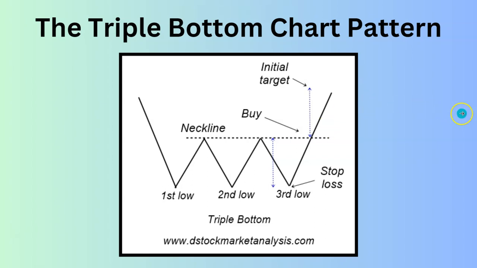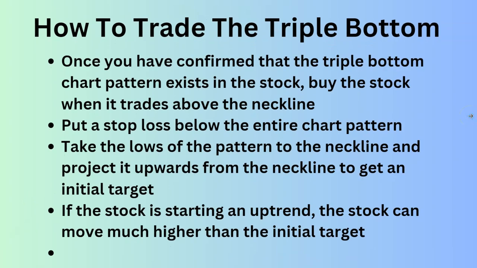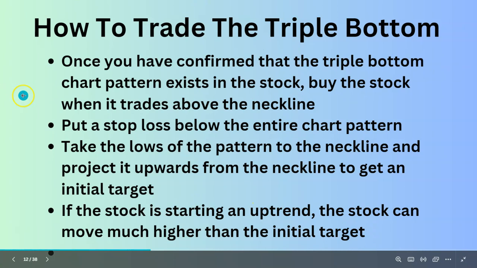So how do we trade this triple bottom chart pattern? Once you have confirmed that a triple bottom exists, you must buy the stock when it trades above the neckline. Put the stop loss below the entire chart pattern, and take the height from the lows of the pattern to the neckline and project it upwards from the neckline to get an initial target. As I was saying, if the stock is starting an uptrend, it can move much higher than the initial target.